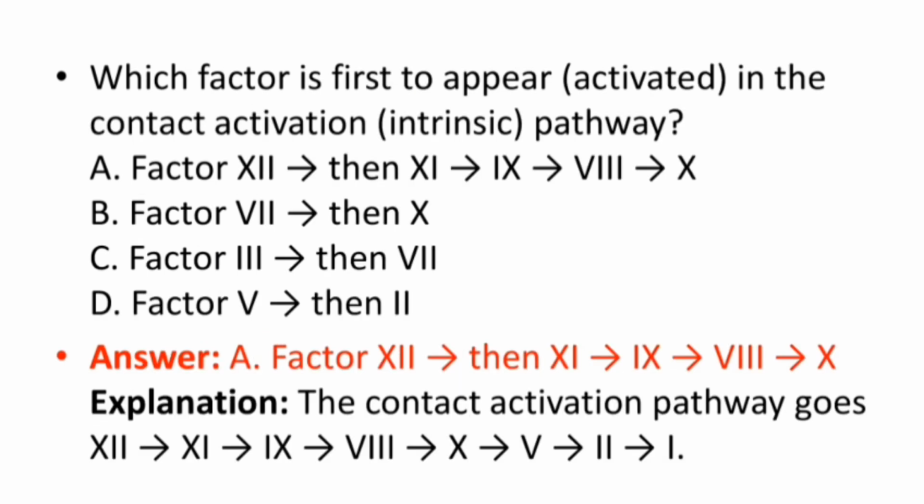Which factor is first to appear activated in the contact activation intrinsic pathway? Option A, factor 12, then 11, then 9, then 8, then 10; option B, factor 7, then 10; option C, factor 3, then 7; option D, factor 5, then 2. The correct answer is option A. The contact activation pathway goes 12, 11, 9, 8, 10, 5, 2, 1.